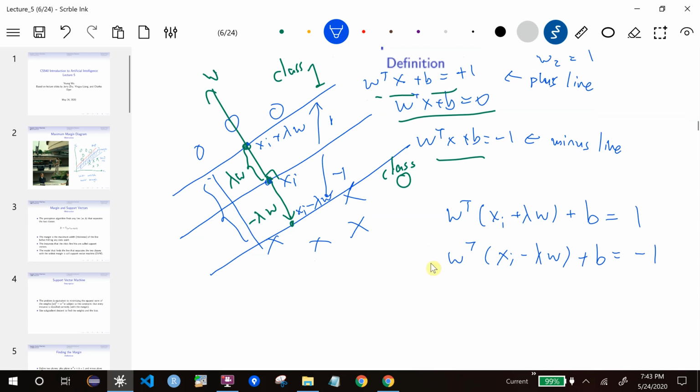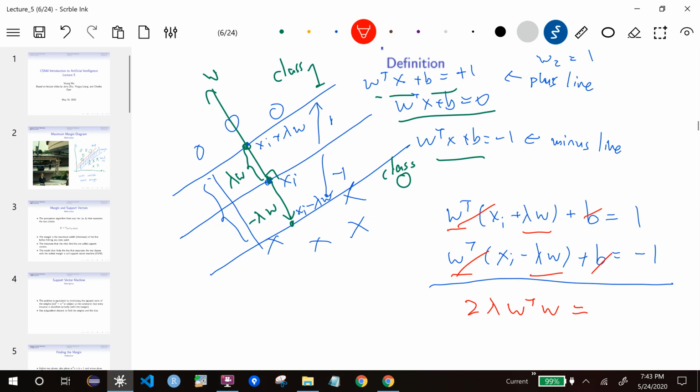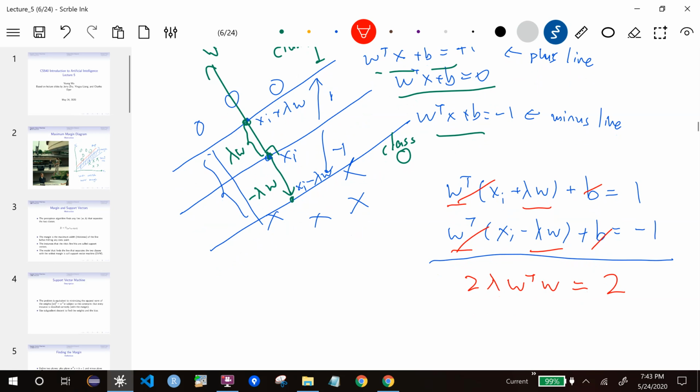So you have two expressions. It looks like we need to take the difference of them. A lot of stuff will cancel out, like this part and this part, so you only have this multiplied by this minus this multiplied by this. So it's 2 times lambda W transpose W is equal to 2. Now we can solve for lambda, and lambda is 1 over W transpose W.